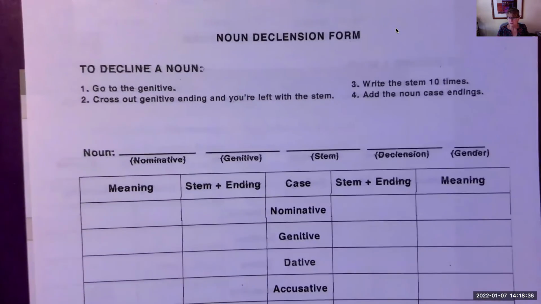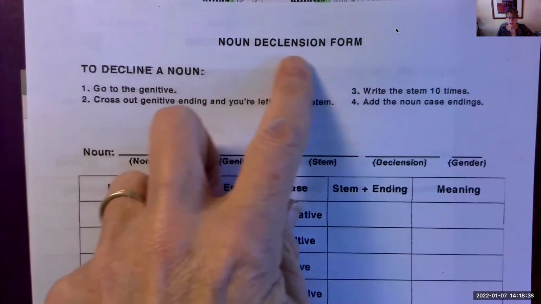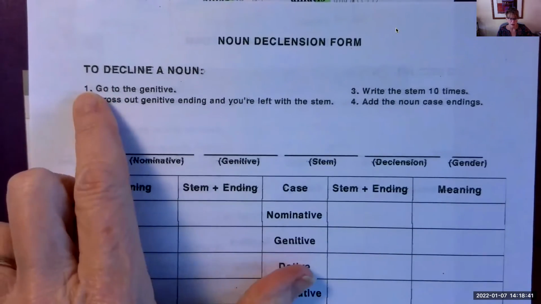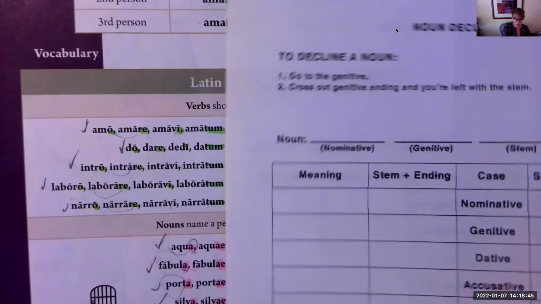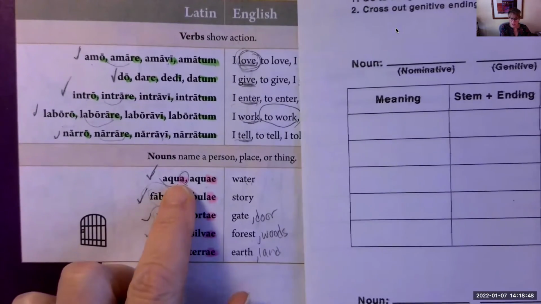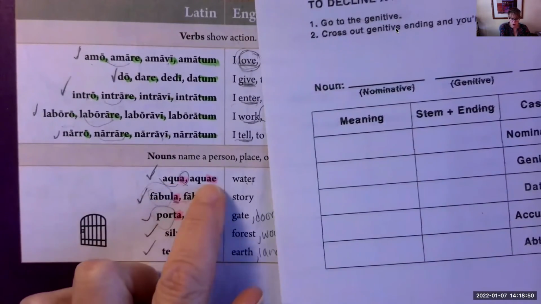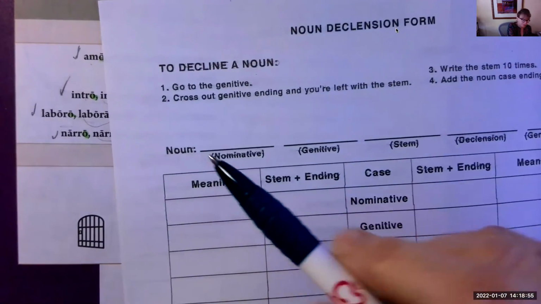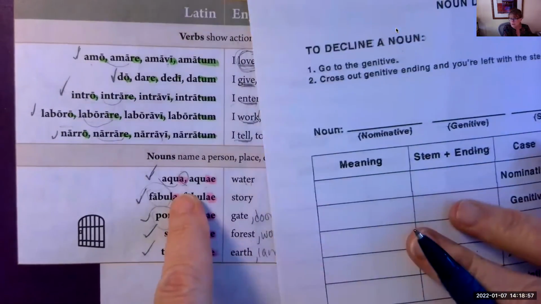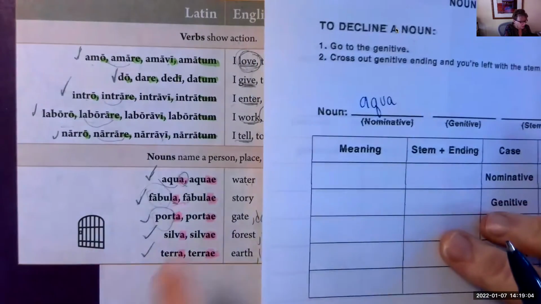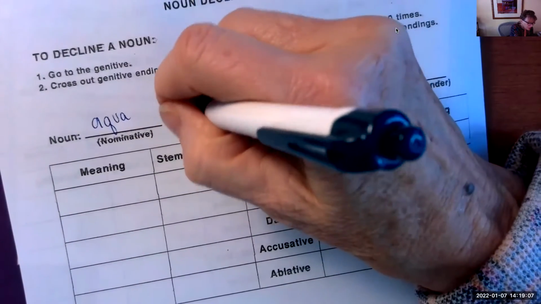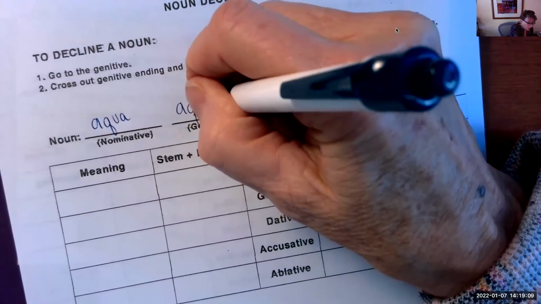Now for our nouns, we have a noun declension form. And you have blanks up here that you're going to fill in from your vocabulary list. And in chapter 1, we have the first one, aqua, aquae. So we're going to write that down. Nominative means subject. The first word is always the subject in a sentence. So you're going to write that down, Q-U-A, aqua. And the second word is the genitive, aquae.